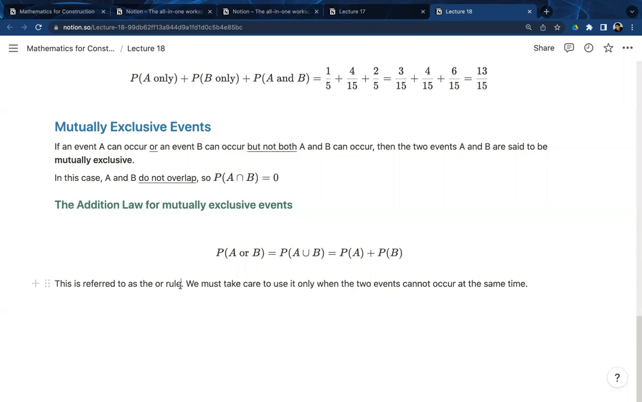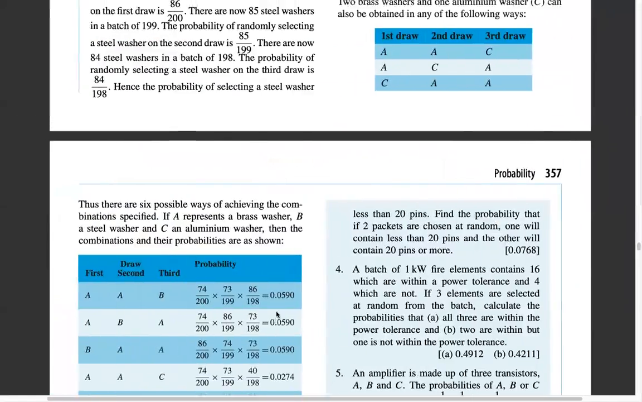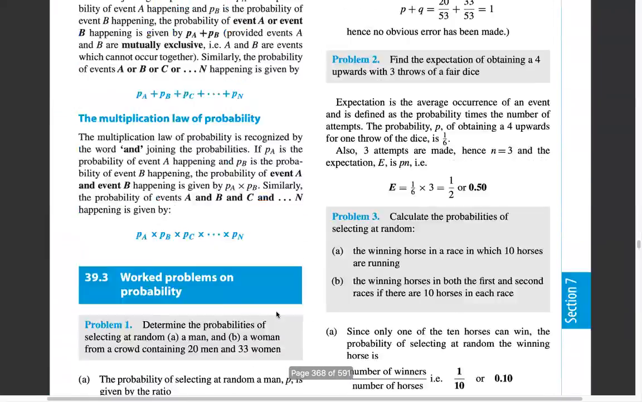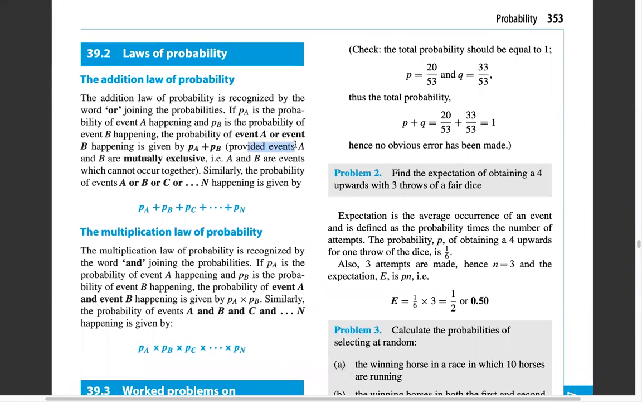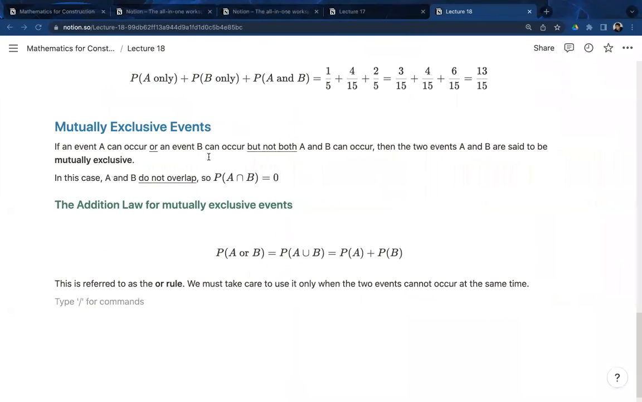It's referred to as the OR rule, right? Which is this rule here that they're talking about. The A or B. You say if they're mutually exclusive. So you can't just add 2 probabilities together just to mean or. They ought to be mutually exclusive, right?